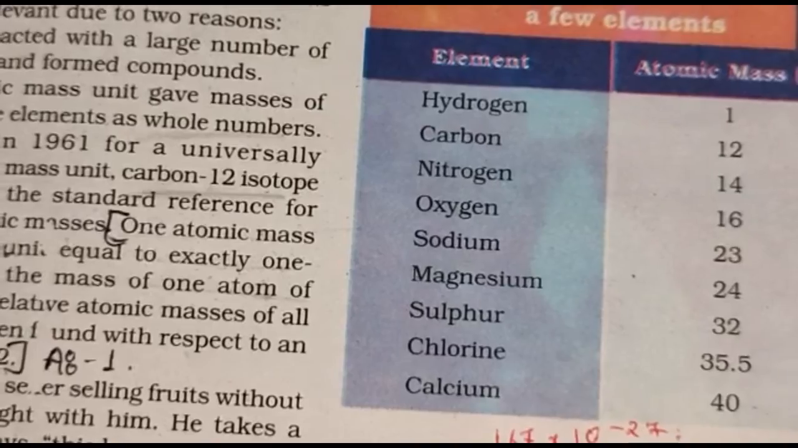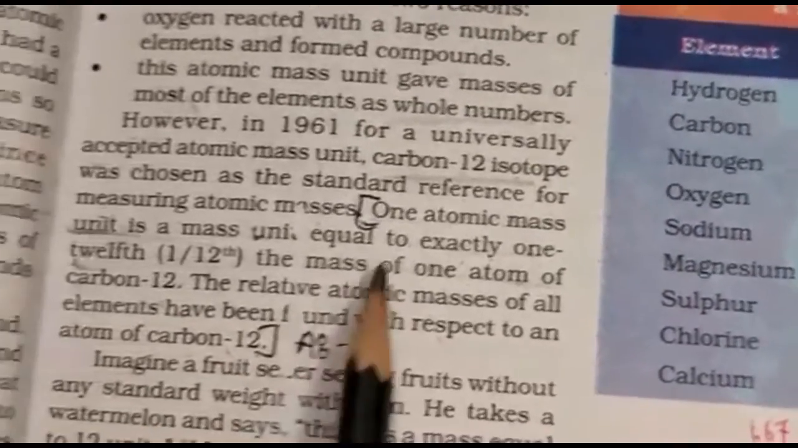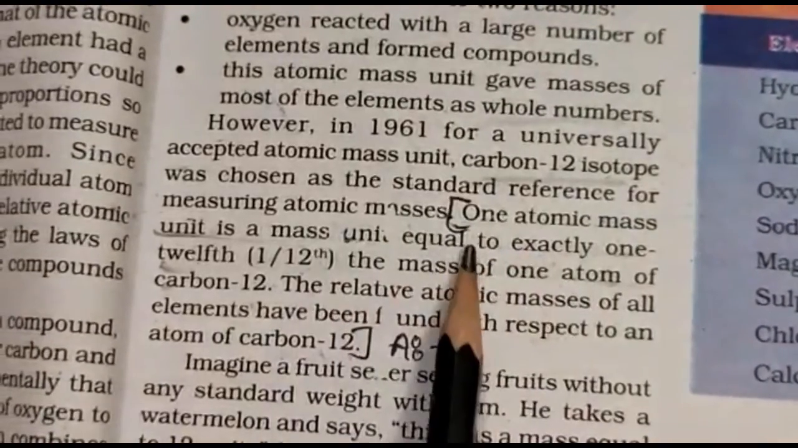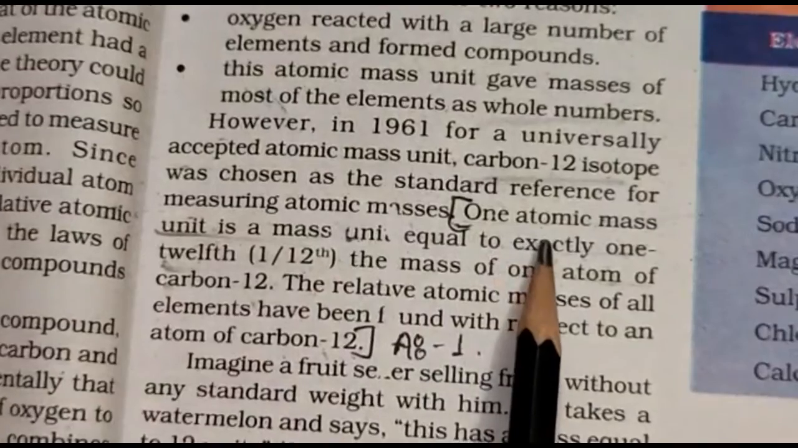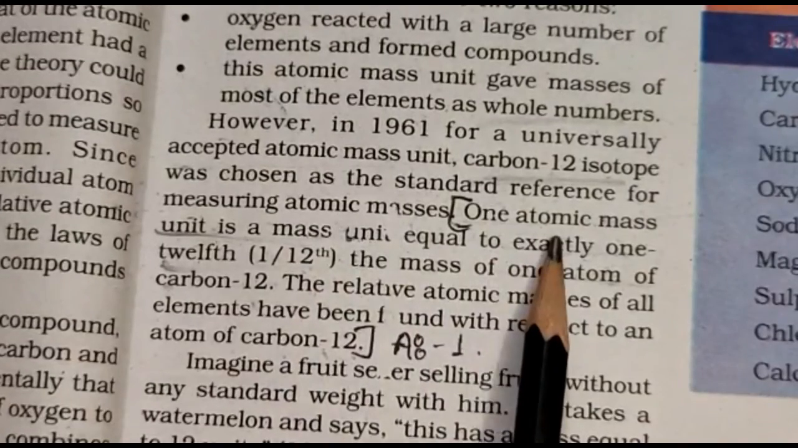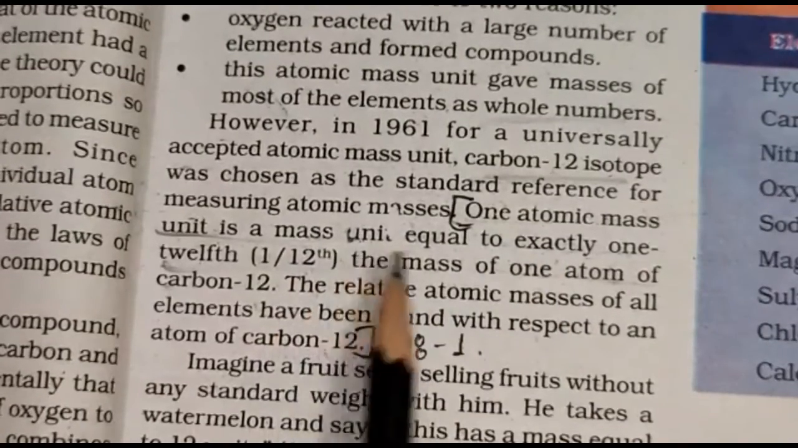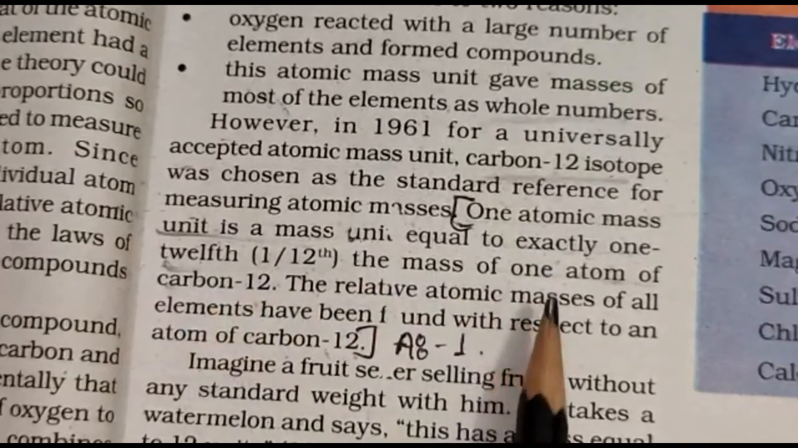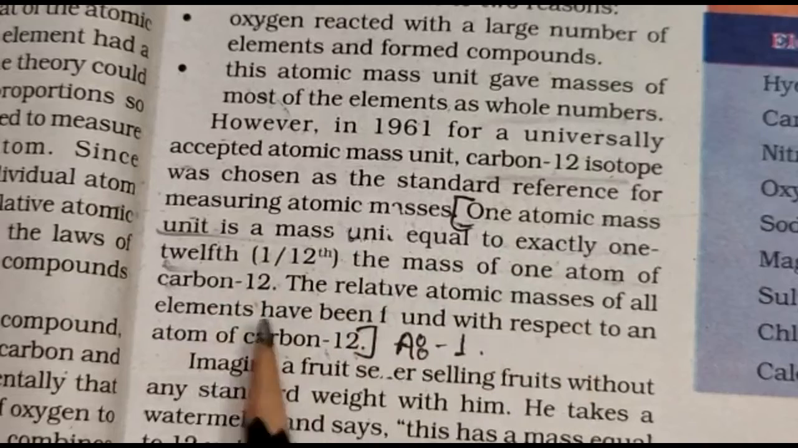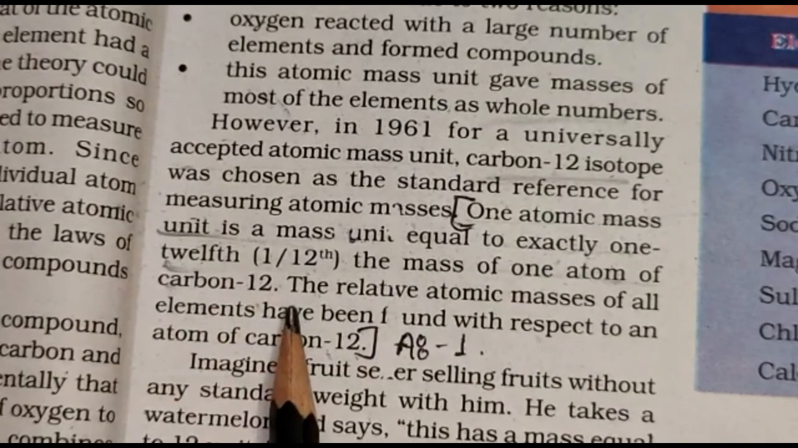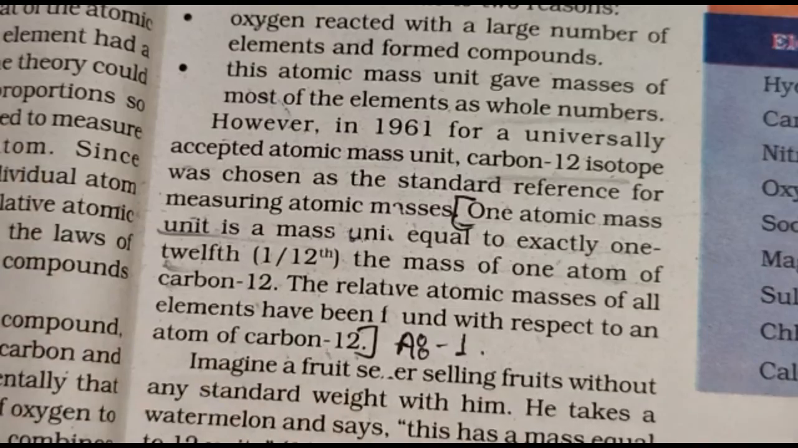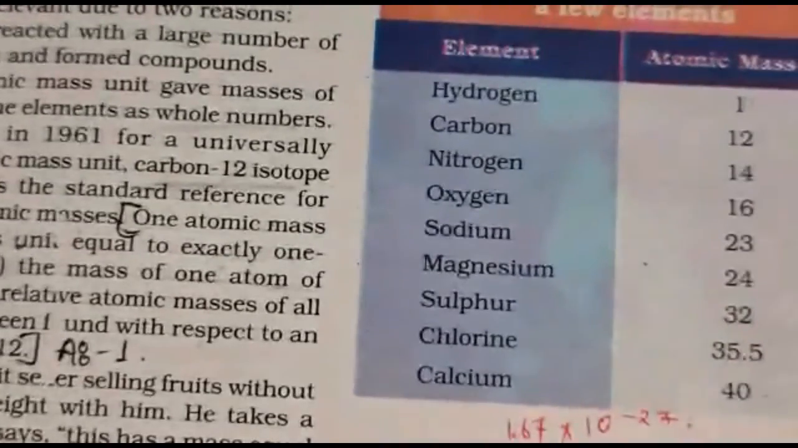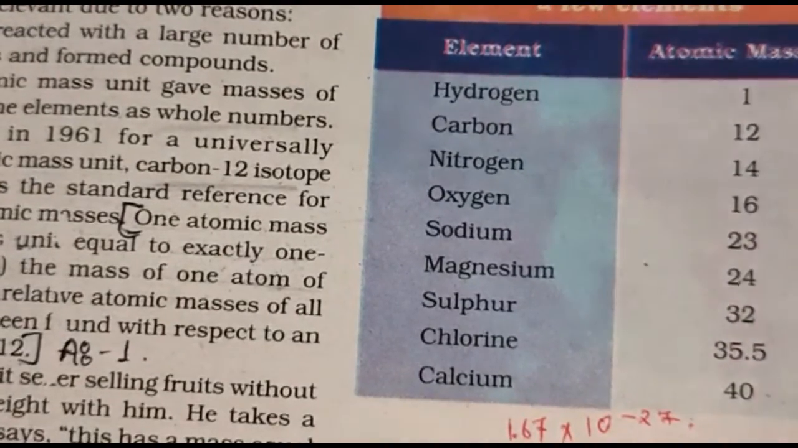Okay, I hope you got the meaning of 1 AMU. 1 AMU, or 1 atomic mass unit, is a mass unit equal to exactly 1 by 12th the mass of one atom of carbon 12. Clear? So the atomic masses we have calculated in this table are relative atomic masses.